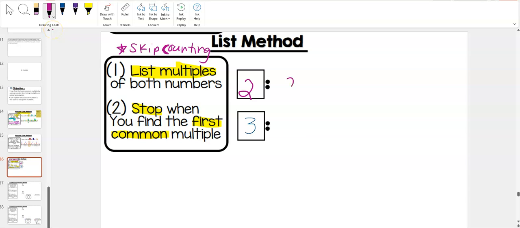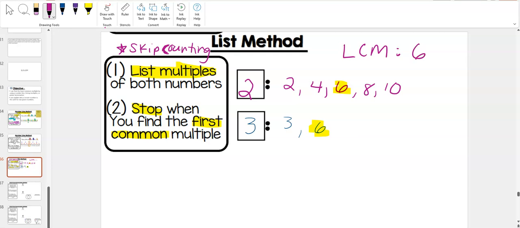Okay, so I'm going to skip count by 2s. 2, 4, 6, 8, 10. Go ahead and do 4 to 5 numbers and then switch to your other number, because especially these are little numbers, we should know what they have in common. But if I am skip counting really big numbers, I might not know what they have in common. So you kind of want to just go back and forth between them until you get one they have in common. So 3, 6, oh, there we go. That's the number they have in common right there, 6. Okay, so I know that the LCM of 2 and 3 is 6.